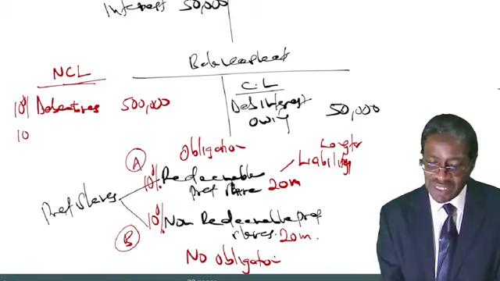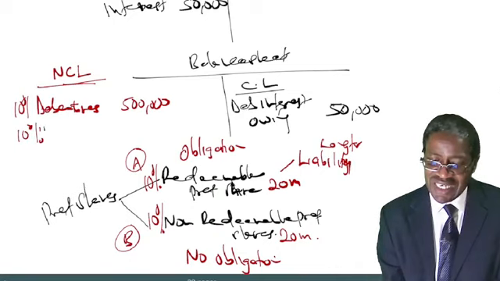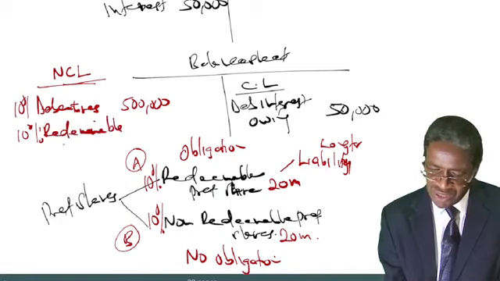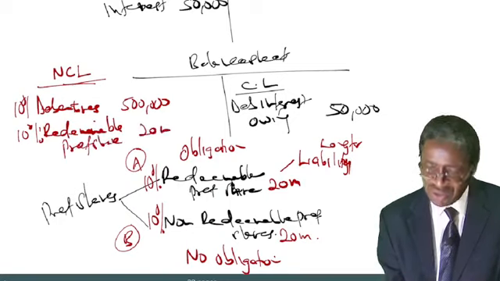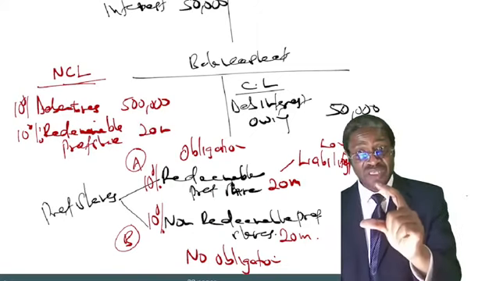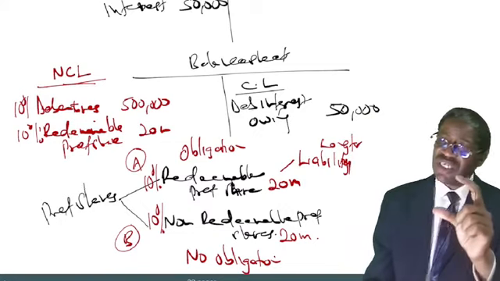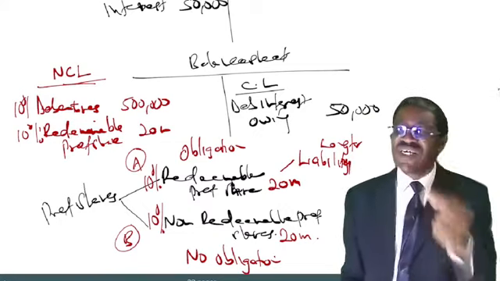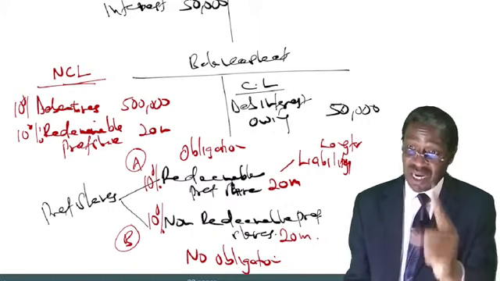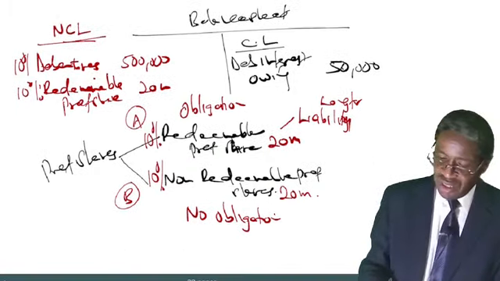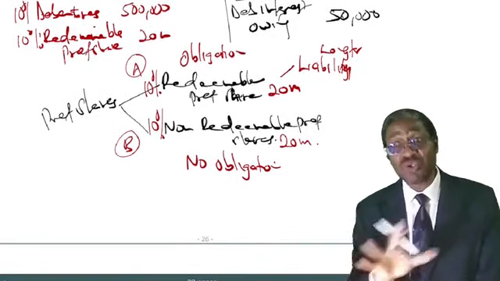So that 10% redeemable preference shares should go to the balance sheet. That 20 million will go to the balance sheet as a long-term liability. The reason being, this company that issued them has an obligation of paying back that amount. For company B, they did not have an obligation to pay back.